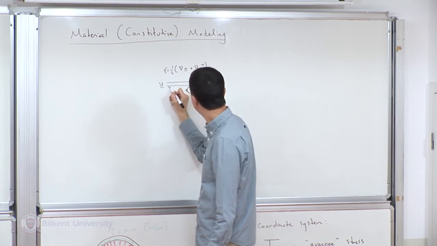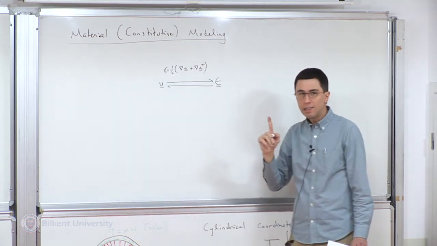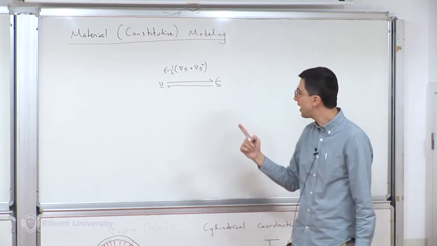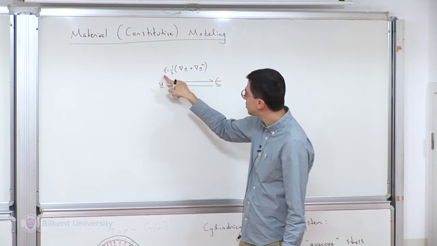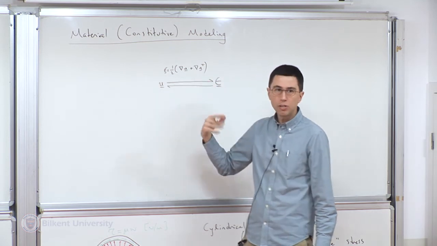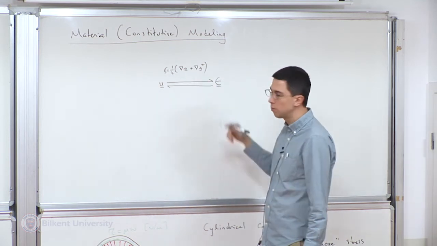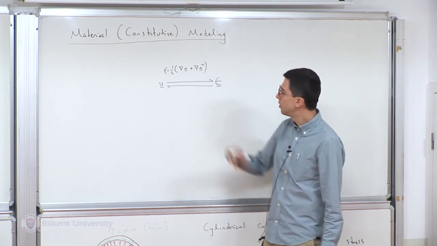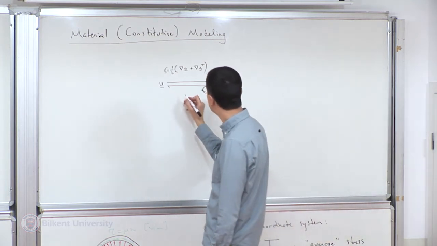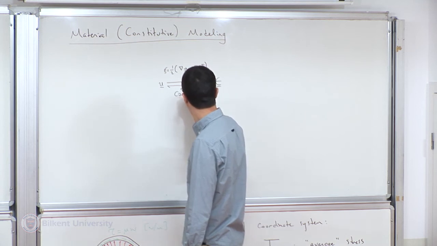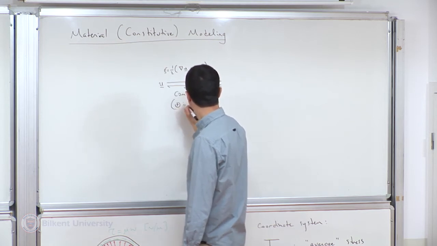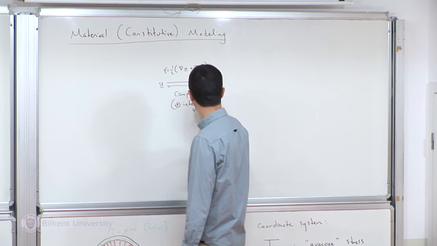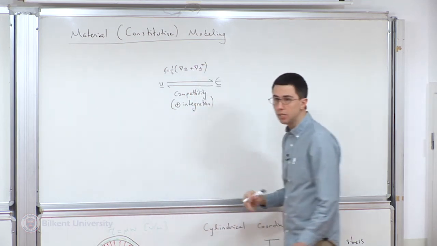Right? So compatibility does two things. One, it lets me check whether there exists a displacement such that strain has that form. And two, eventually the components of the strain will help us integrate towards the displacement. So I'm going to write compatibility. And of course, at some point after compatibility, you have to do some integration.